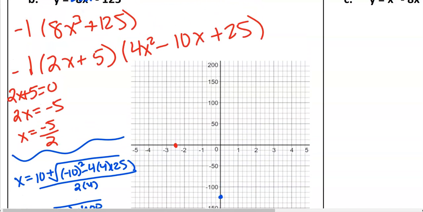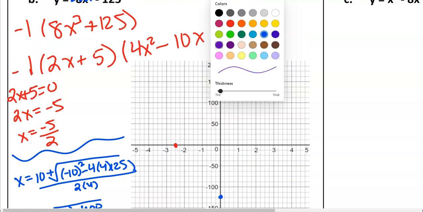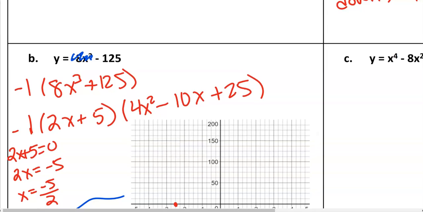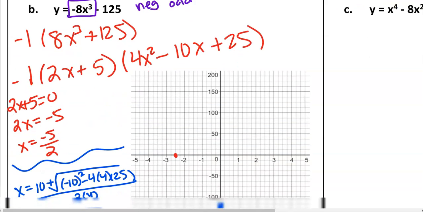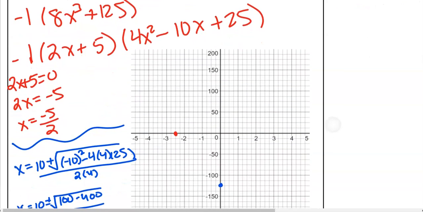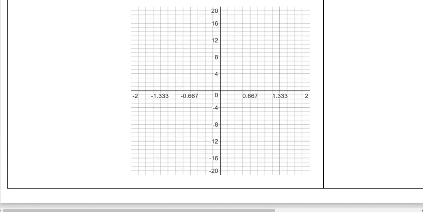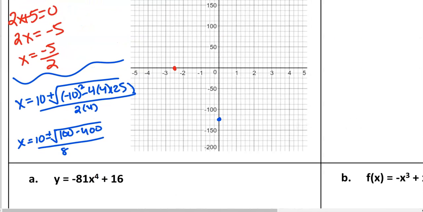Okay. Our ends. How should our ends behave? This is my leading term. It's a negative term with an odd degree. So we're going to finish in the negative, but we're going to start in the positive. So we kind of curve like that.